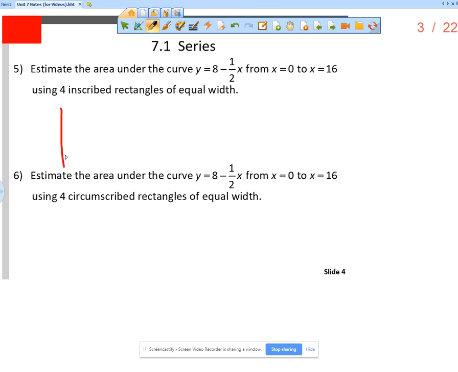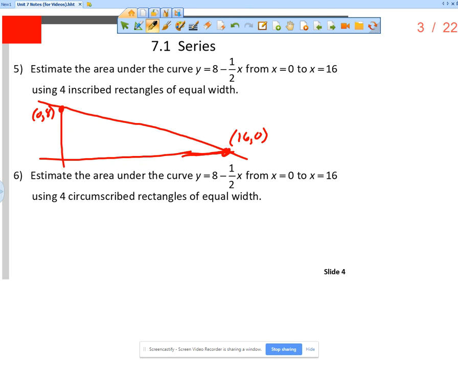All right, so we draw that graph, starting at 8 here, and it has a slope of negative 1/2, so it's going to go like that, and it's going to end up all the way over here at 16, 0. If you think about it, 8 minus half of 16, so 8 minus 8. So we're starting at 0, 8, and ending at 16, 0. Now it says we're going to estimate this area.